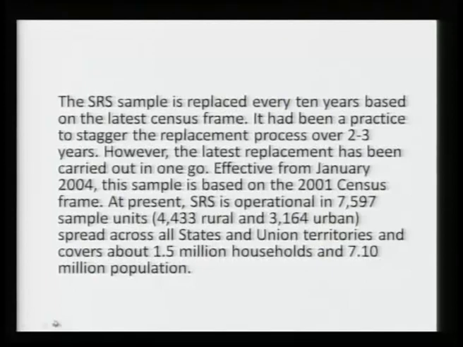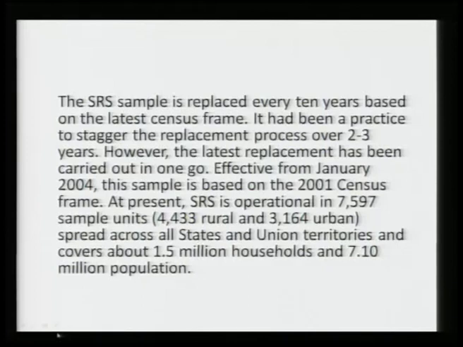Births and deaths events are matched in the two sources. In cases you find a mismatch, that there is an event reported by the Anganwadi worker, but you did not find this event in the survey, or there is some event which you found in the survey, but was not reported by the Anganwadi worker, these mismatches are re-verified, and in this way we try to obtain a more accurate picture of births and deaths. The SRS sample is replaced every 10 years. Last time it was done in 2004 on the basis of the 2001 census, but it should have been revised after that, but it has not been revised so far.